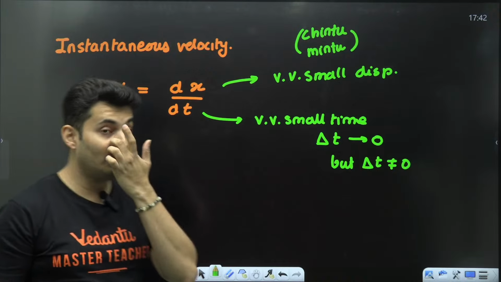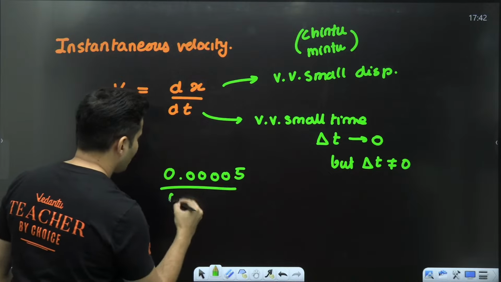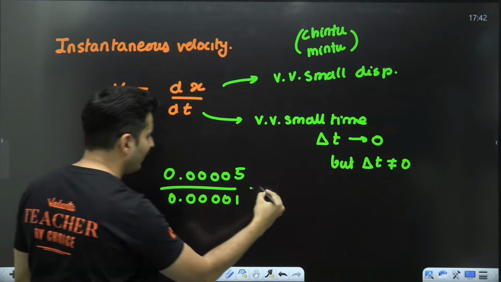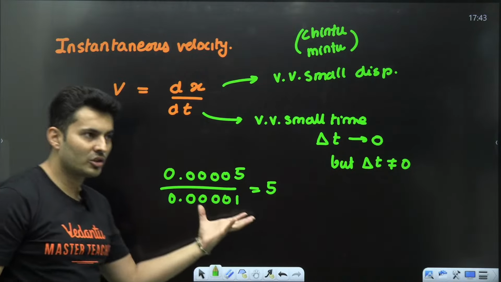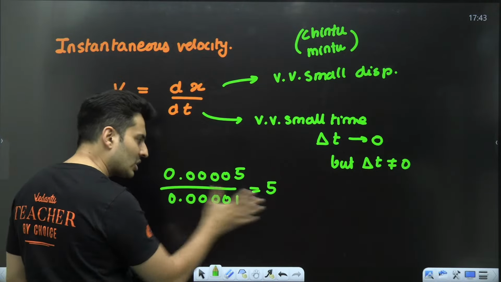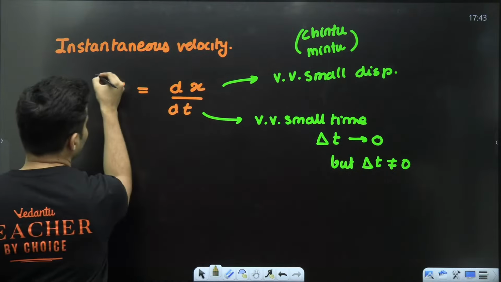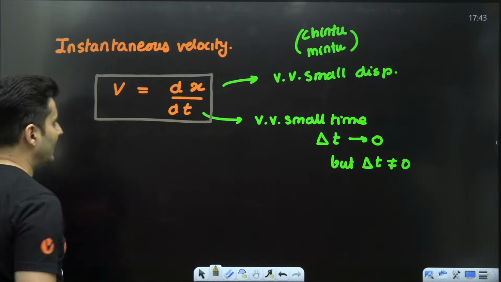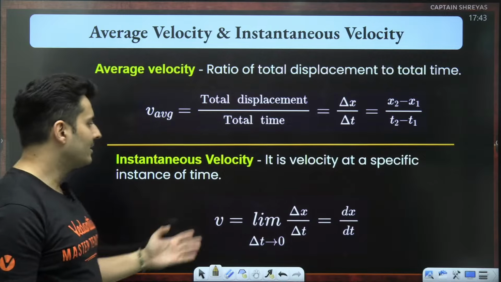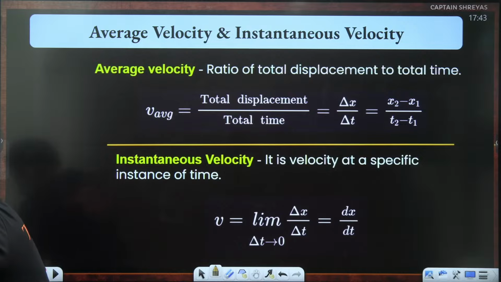Don't think instantaneous velocity will be very small, guys, because think about it, 0.0000005 upon 0.00001 is not very small. Obviously, all these decimals will go away and you'll get the answer as 5. So don't expect instantaneous velocity to be small. It's a small number by a small number, so it will be a good number only. That's again a wrong notion which many people have. So it is dx by dt. Average is total distance by total time. Instantaneous is dx by dt. Excellent. It is the derivative.